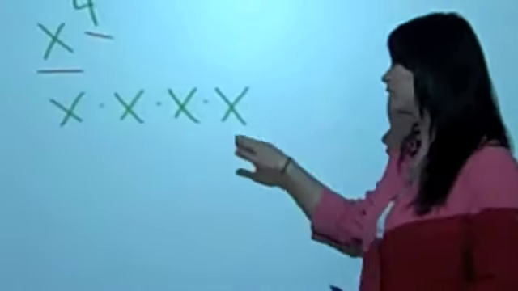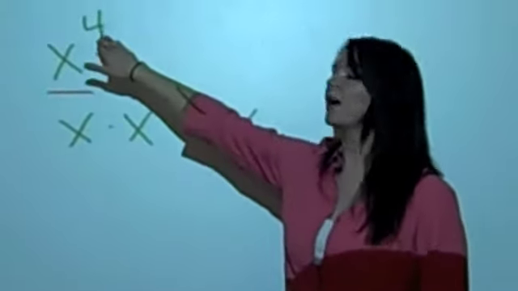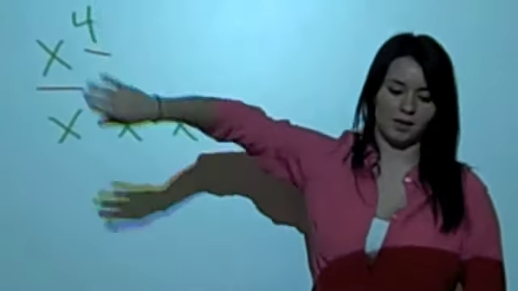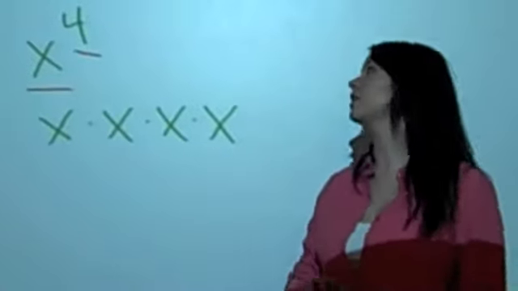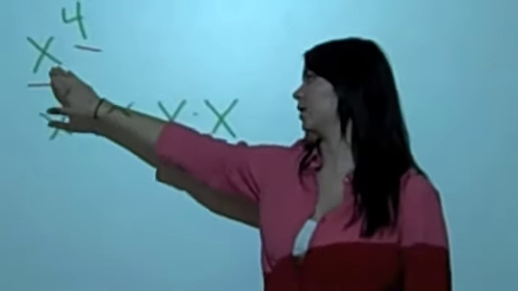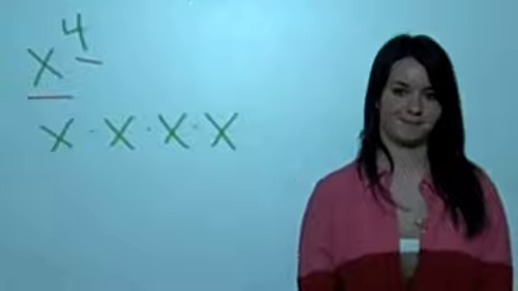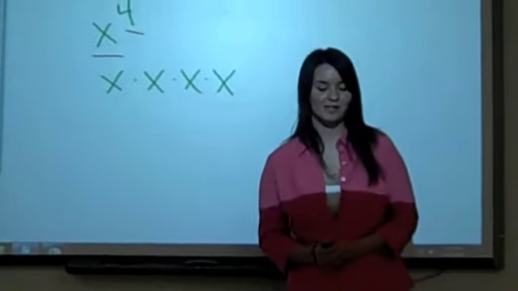You might notice that the number of x's in the equation right here are the same number as the number in the exponent on top. That's because the exponent tells us how many times we need to multiply this number times itself. Let's try a few examples.